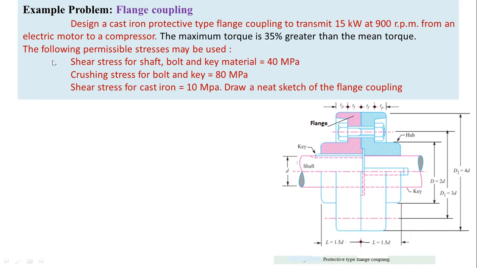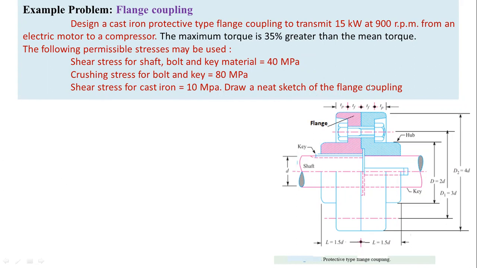The following permissible stresses may be used. Shear stress induced in the shaft material, bolt material, and key material is 40 megapascal. That means tau S, tau B, and tau K equal 40 megapascal. Crushing stress induced in the bolt and key material is sigma C equal to 80 megapascal, and shear stress induced in the cast iron material, that is the flange material, tau C equal to 10 megapascal.